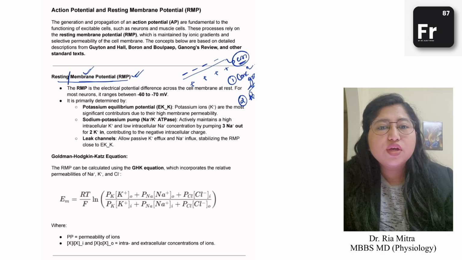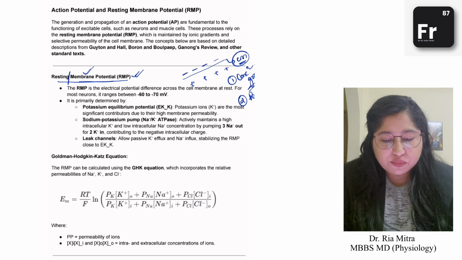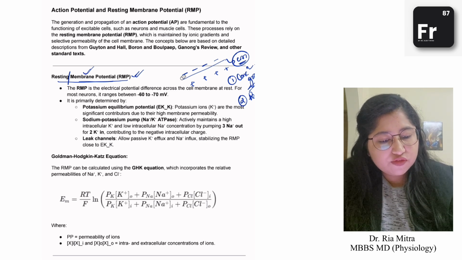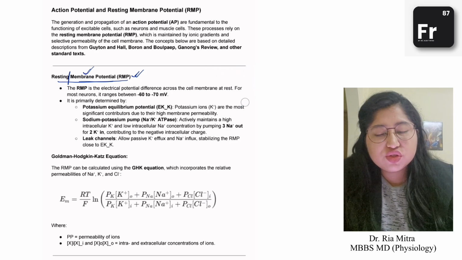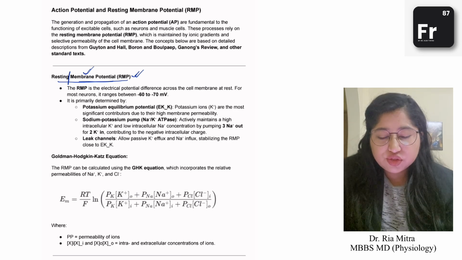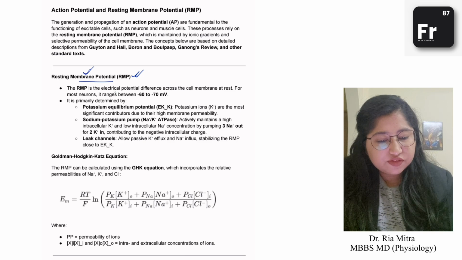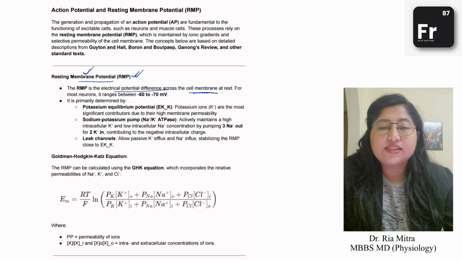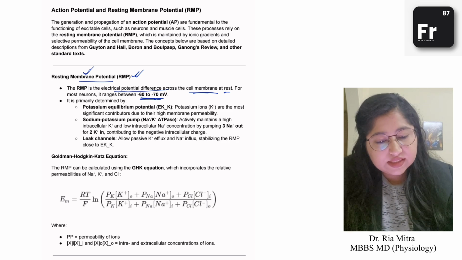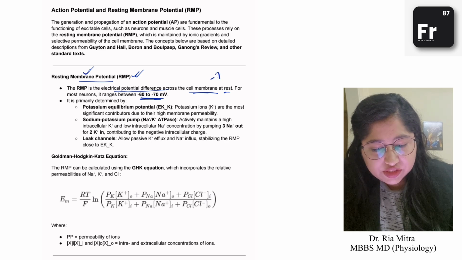That is, the cell membrane should permeate these ions to be transported from one side of the membrane to the other side. Now, because of these factors, there will be a formation of charges across the membrane, which is known as the membrane potential. Now, what is resting membrane potential? Resting membrane potential is the electrical potential difference across the cell membrane at rest. Most neurons have a resting membrane potential of -60 to -70 millivolt. In case of neurons, we generally consider it to be -70 millivolt.